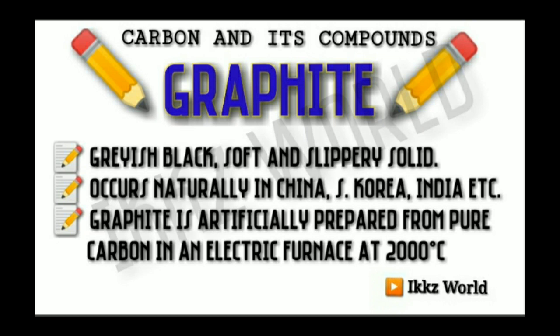Graphite. Graphite is also a pure form of carbon. It's a grayish-black, soft and silvery solid. Graphite also occurs naturally in some parts of the world, like in China, South Korea, Russia, India, etc. However, it can also be prepared artificially from a pure form of carbon in an electric furnace. This needs a very high temperature of about 2000 degrees Celsius.